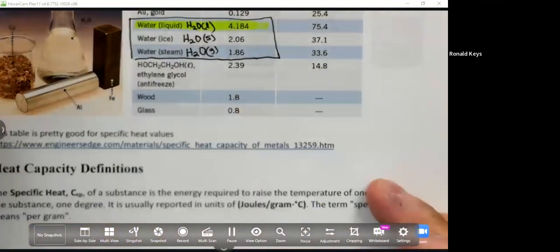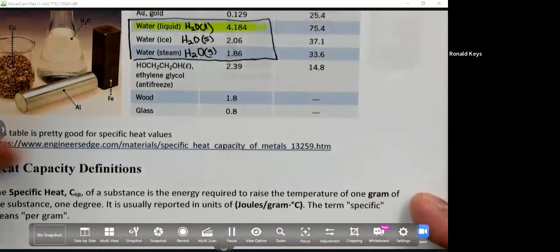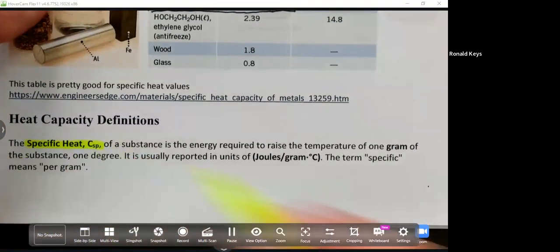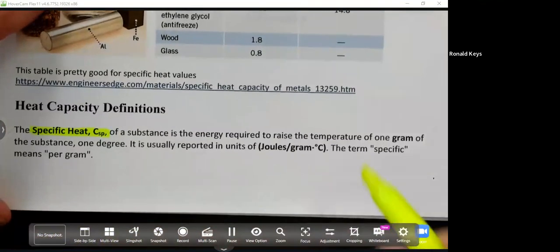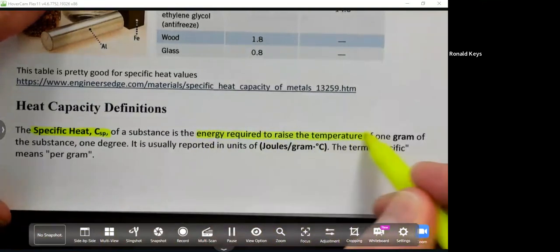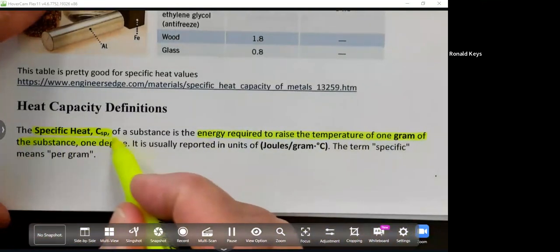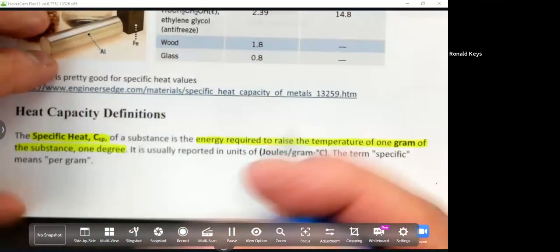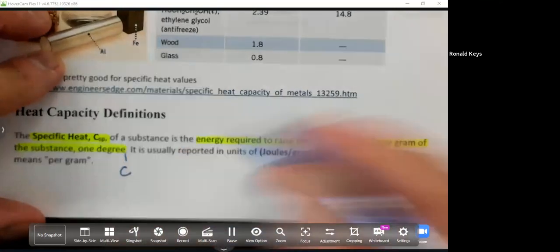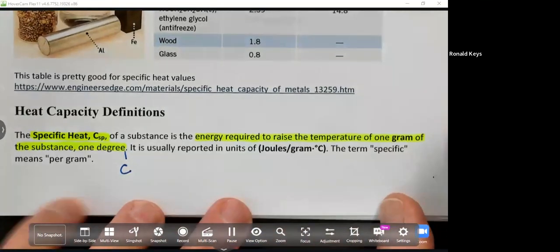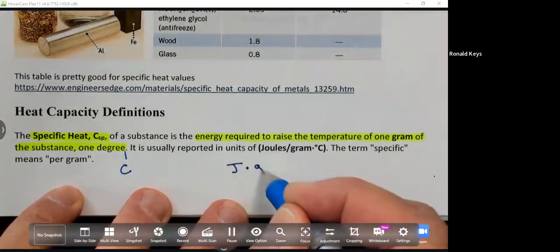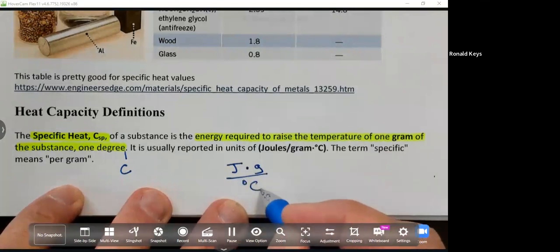Okay, so down below again, specific heat. I'll just use letter C. It's the energy required to raise the temperature of 1 gram of a substance by 1 degree Celsius. You'll see me write it like this. It will be in joules times grams over degrees Celsius.